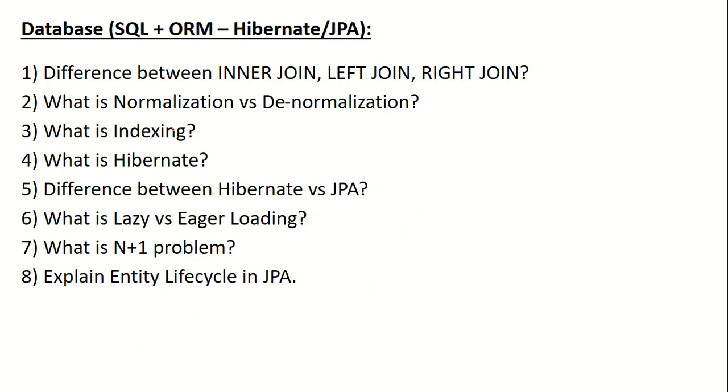Difference between inner join, left join, and right join. What is normalization versus denormalization? What is indexing? What is Hibernate? Difference between Hibernate versus JPA. What is lazy versus eager loading? What is the N+1 problem? Can you explain the entity lifecycle in JPA?